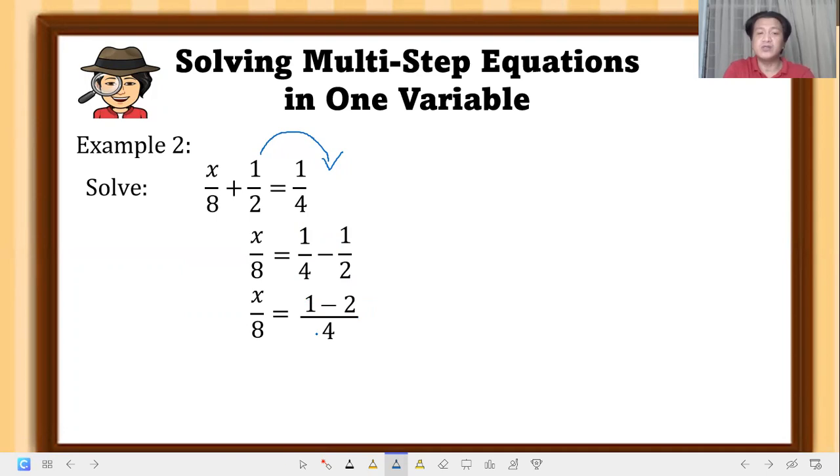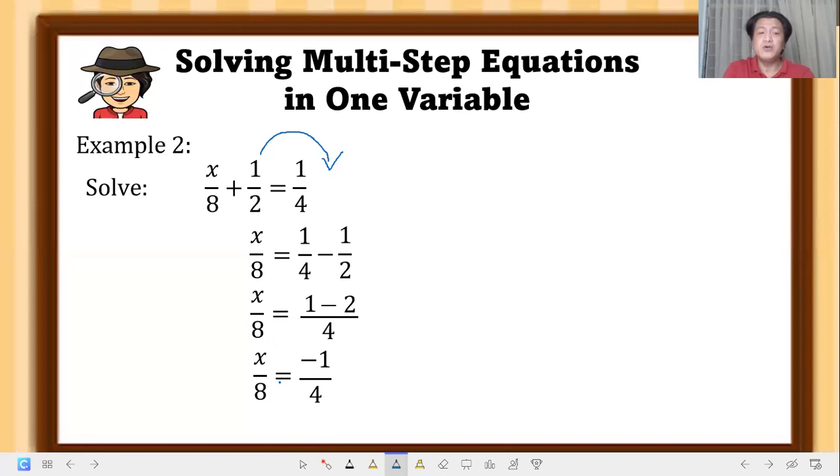Tsaka mo ngayon i-subtract to. What is 1 minus 2? Okay? That is negative 1/4. Mas malaki kasi subtract mo. Remember the integers? Subtraction to. And copy mo yung nasa left side, x over 8.